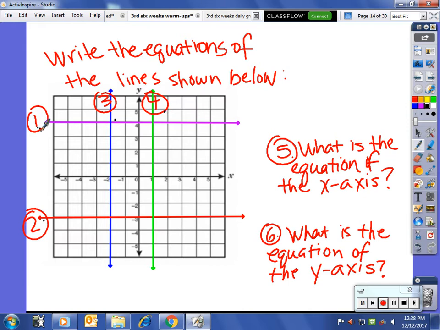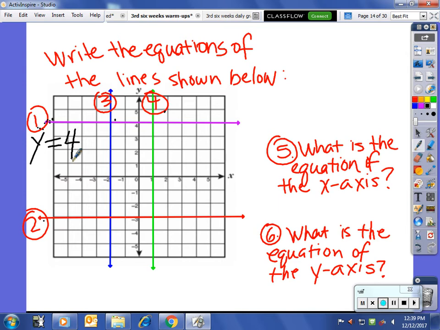Okay, this is question number 1. Answer it. What is the equation of this purple line here? Question number 2 is the red line. Question number 3 is the blue line. That's what the 1, 2, 3, 4 are for. Well, it depends. No, number 1 is not x equals anything. Number 1 is y equals 4. It's not x equals 4.